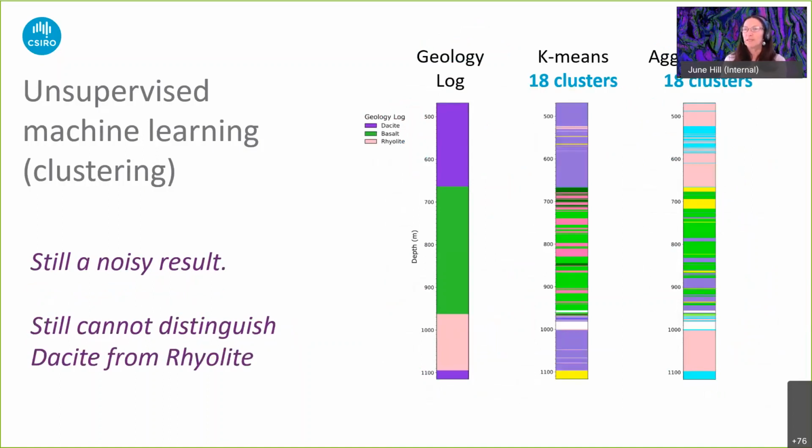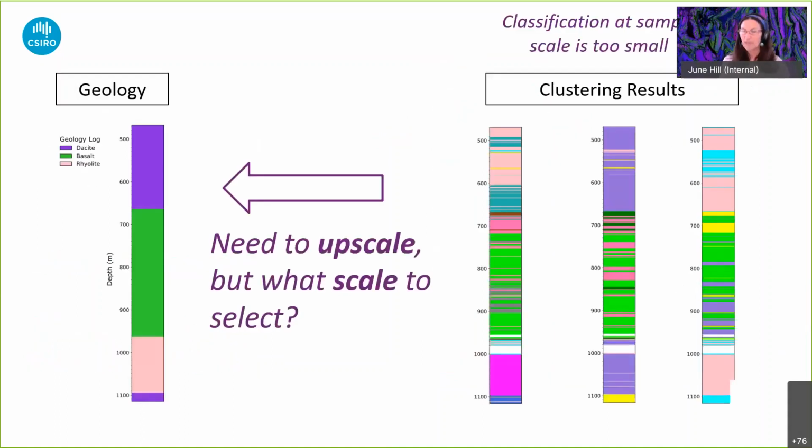Okay, now we can see the k-means and the agglomerative. And once again, it hasn't really helped us. It's still very noisy, and it still can't distinguish dacite from rhyolite. So it's not the algorithm, and it's not the number of clusters. What is the problem we're facing here?